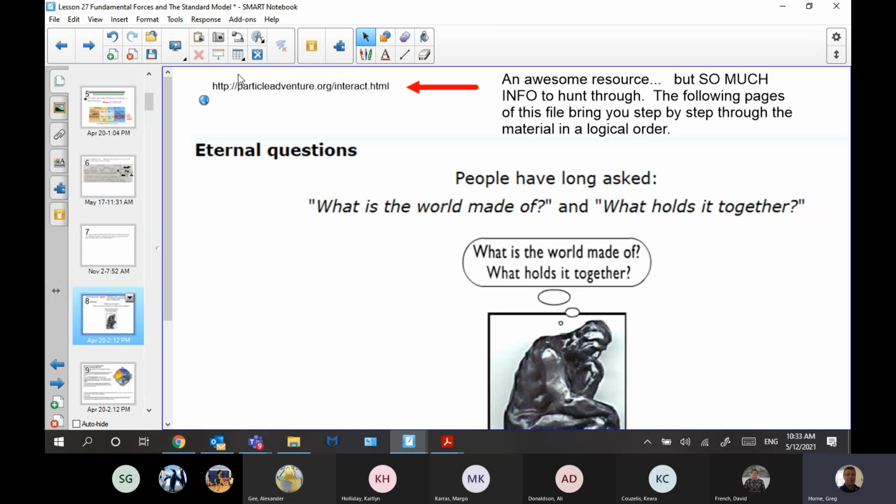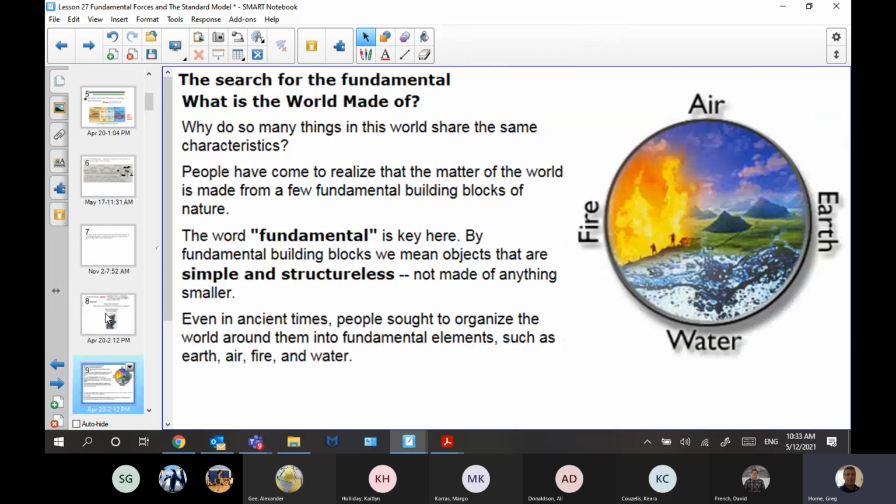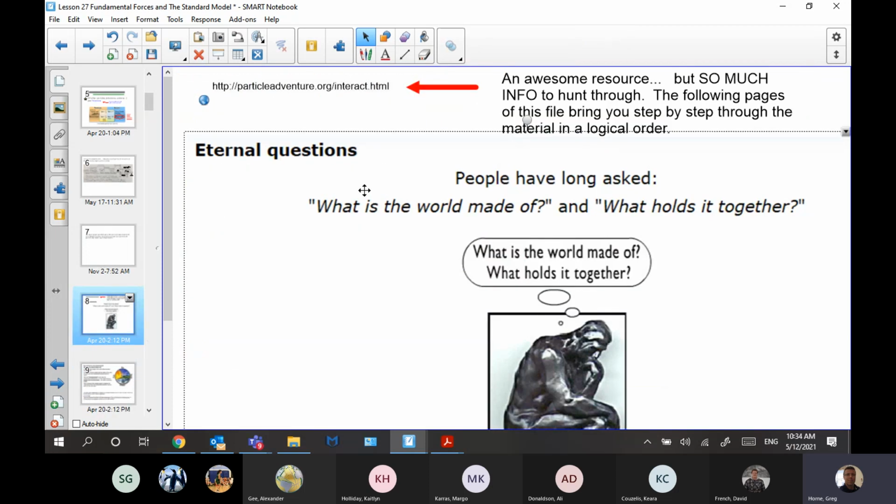This is a link to a good resource, but there's so much information. So instead of having you try and hunt through all this information, I'm going to carry you through a lot of the information bit by bit. If you ever wanted to research more, you could go to the source of the information here. They have a lot of good information, but man, it's hard to weed your way through it.